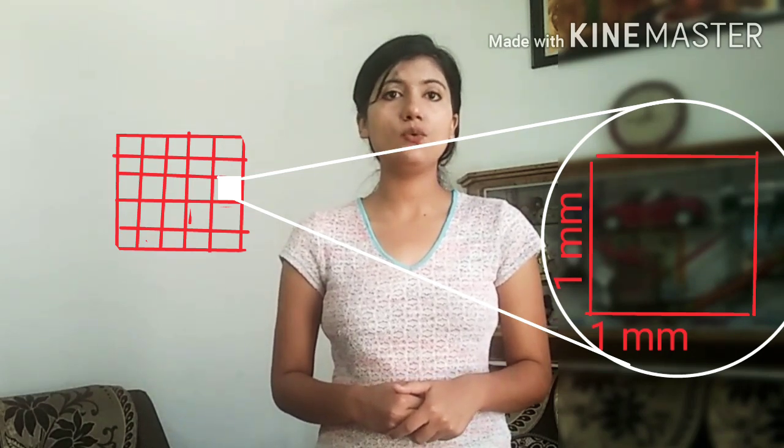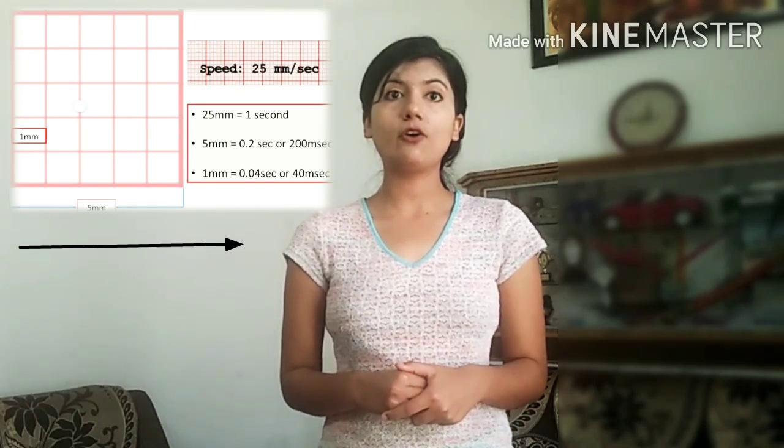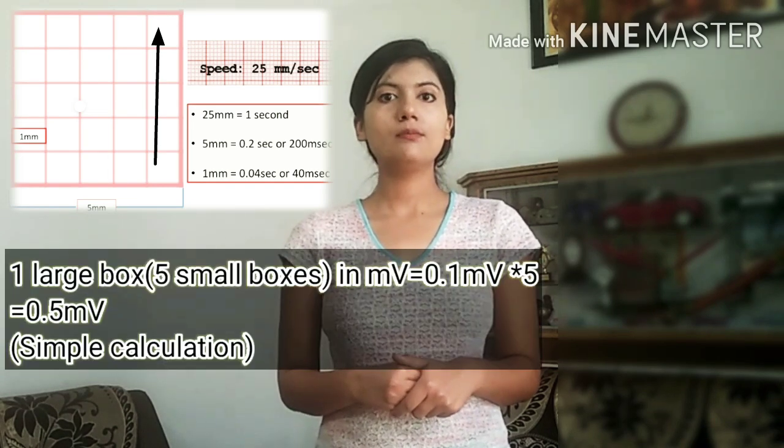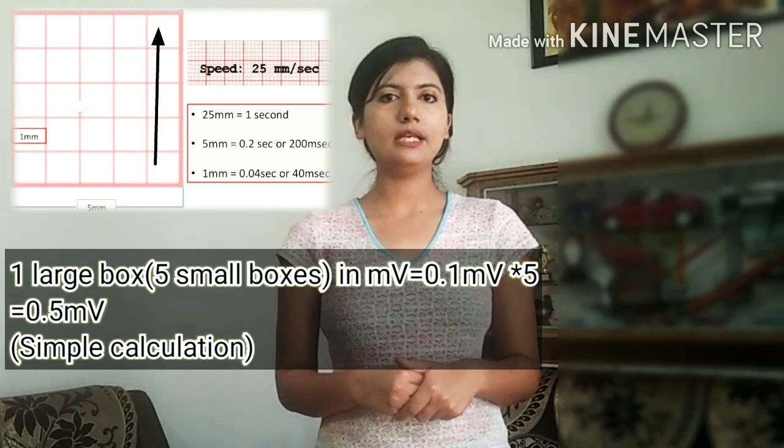So, talking about the small boxes and the big boxes of the ECG. A small box of ECG is 1 mm in length and 1 mm in breadth. 1 mm towards the amplitude or voltage side is equal to 0.1 millivolts, and 1 mm towards the time interval side is equal to 40 milliseconds. If you consider 5 small boxes along the time axis, it will be 5 into 40 milliseconds, equal to 0.2 seconds. And on the vertical side, 5 small boxes making one large box is equal to 0.1 into 5, equal to 0.5 millivolt.